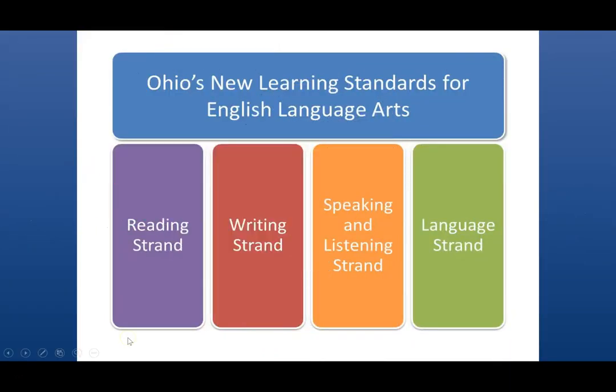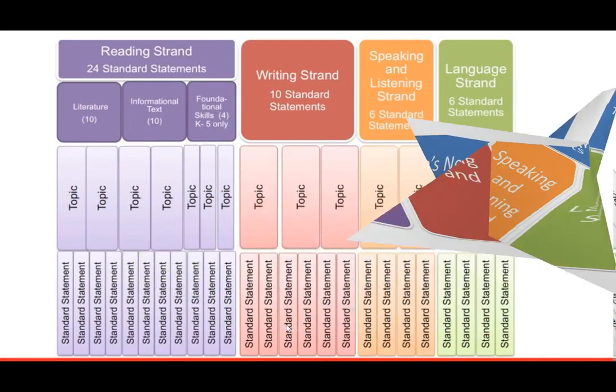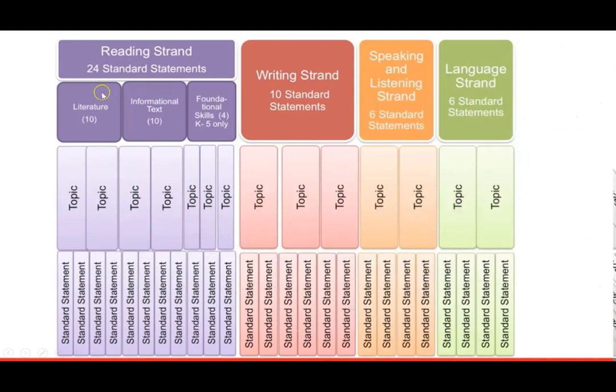So just to repeat here, the new learning standards are broken into 4 big strands: reading, writing, speaking and listening, and language. And then we can look at it a different way here. We can look at the topics. For one, here's the reading strand. It's broken into 2 sections, the literature section and the informational text section, but the topics are the same underneath them, and we can ignore this foundational skills, so just pretend it doesn't even exist.